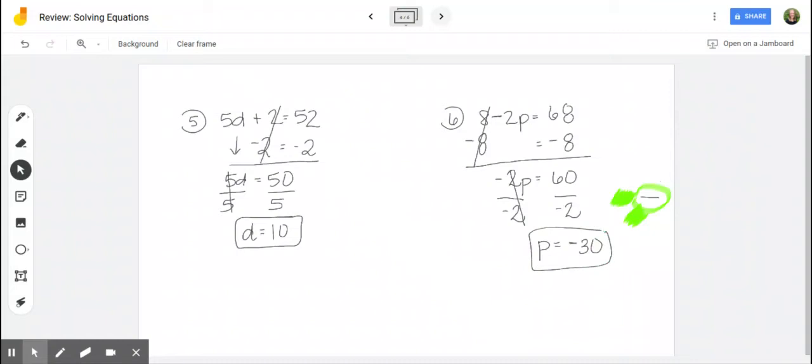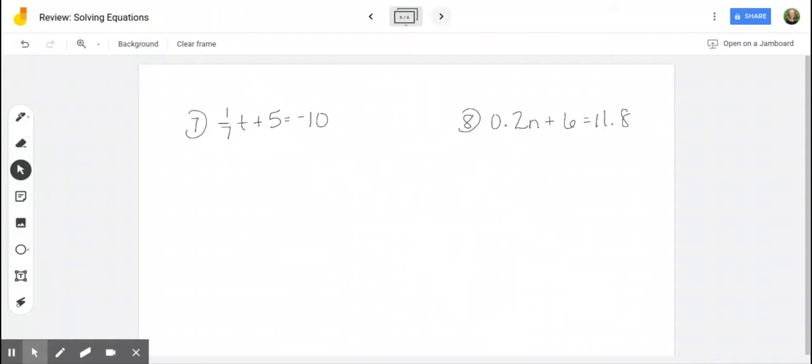Okay, we have 4 more. I know it's a lot. All right, so number 7 says 1/7 t plus 5 equals -10. So this has a fraction that's a little different, but it doesn't change what we do. That fraction is attached to the t. They're being multiplied, so we get rid of that last. So let's get rid of that plus 5 first.